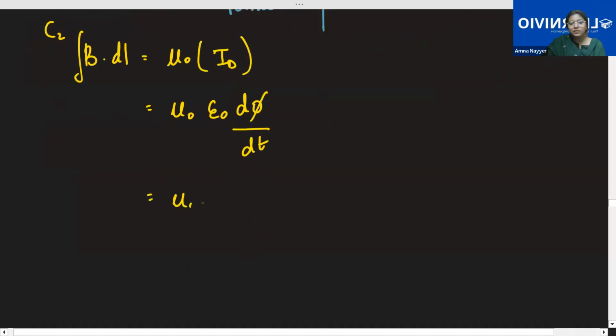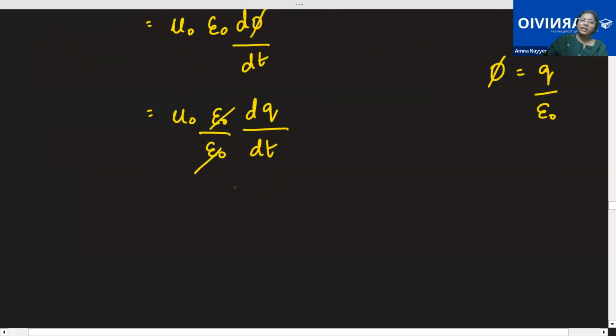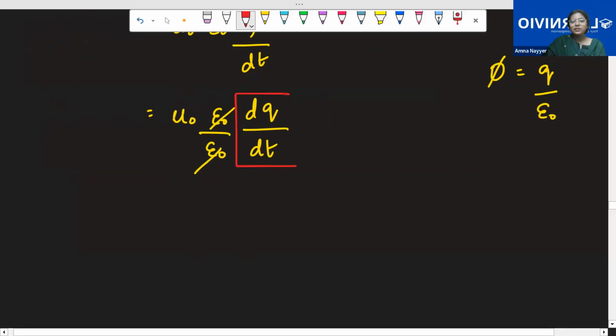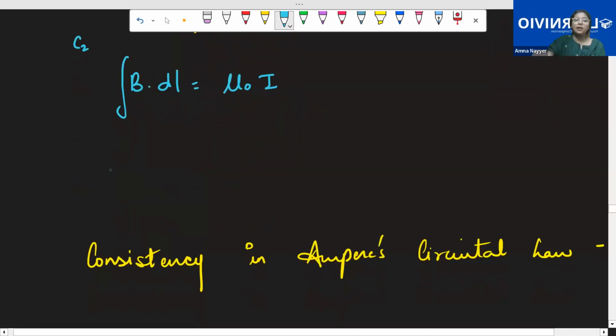According to Gauss law, flux is what? Charge by permittivity. So if I put that, dq over dt, and this epsilon naught will get cancelled. What is dq over dt? That's current. So it's proven. This is basically the current. So now you can say the integral of B dot dl is still equal to mu naught I. Now this is matching for the loop C2 also. Now there is a consistency in the Ampere-Circuital law which was missing before.